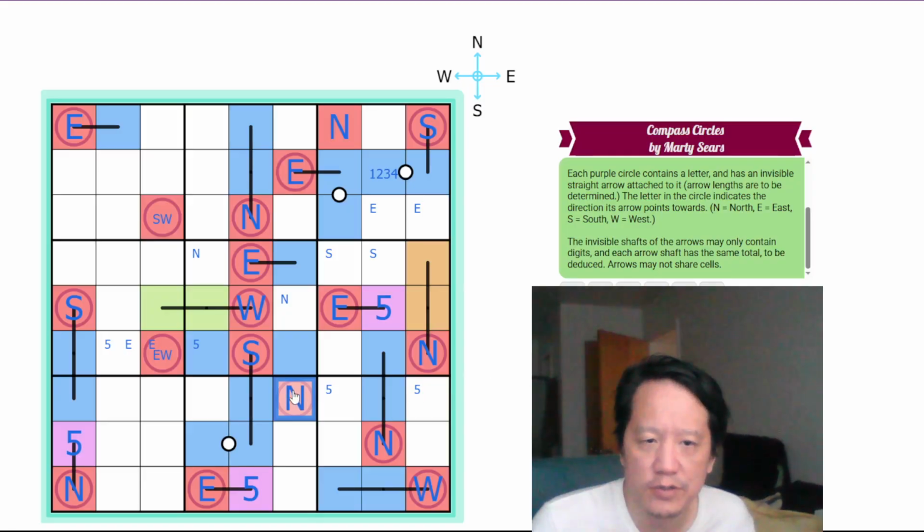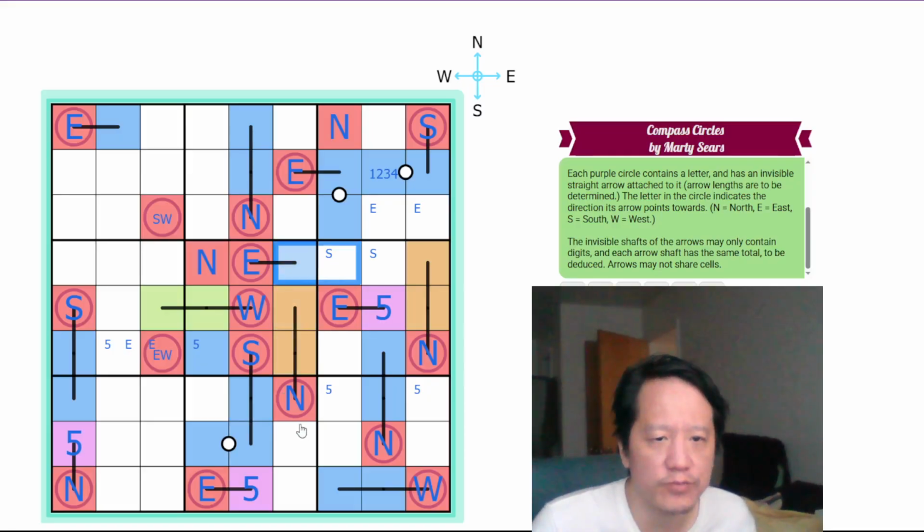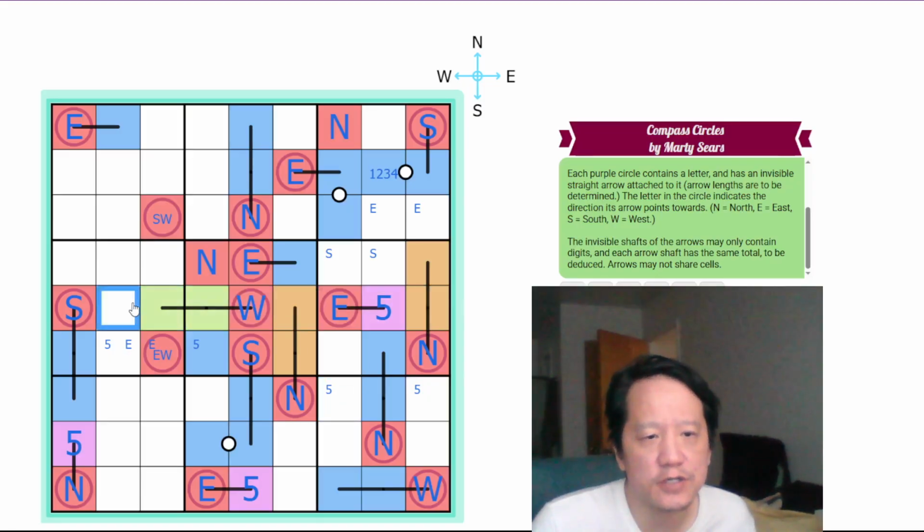It must be north. It has to go this way, and it can't. One of these is a 5, so it has to be 2 digits that way, which means this cannot be north also. This is north here. That's red. This is blue. This cannot be 2 greens, so this has to be 2 oranges. This could extend. We don't know. Therefore, we have all the digits here. This must be a letter, and it's north.